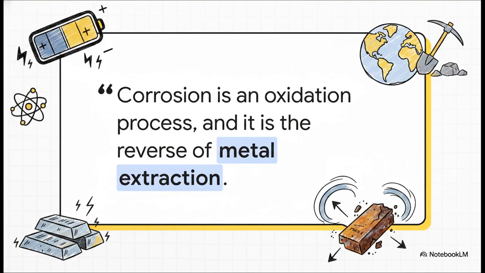So, the crucial point here is, all of this amazing, world-changing battery technology relies on highly refined, highly reactive metals to hold and move that charge. But nature doesn't really like that. As our source material brilliantly and pretty bluntly states, corrosion is an oxidation process, and it is the reverse of metal extraction. Think about it.